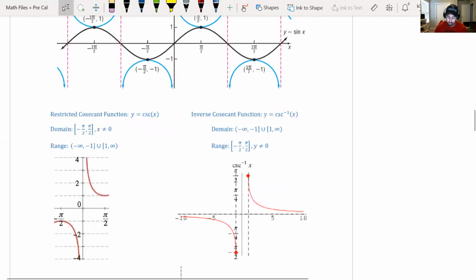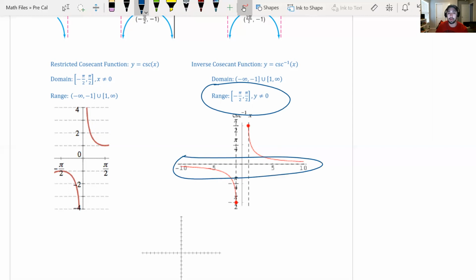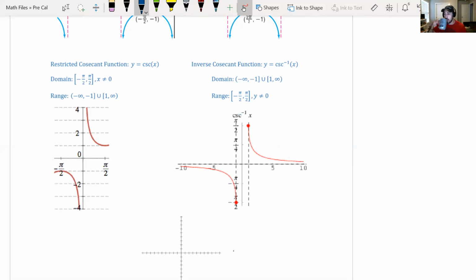All right, and down below, again, this is the range we want to follow. These are the unit circle restrictions we want to follow for the inverse cosecant function. And remember, if it went from x not equal to 0, to y not equal to 0, this means when you found the inverse, it went from being a vertical asymptote to a horizontal asymptote, which is right there. Okay, cool.